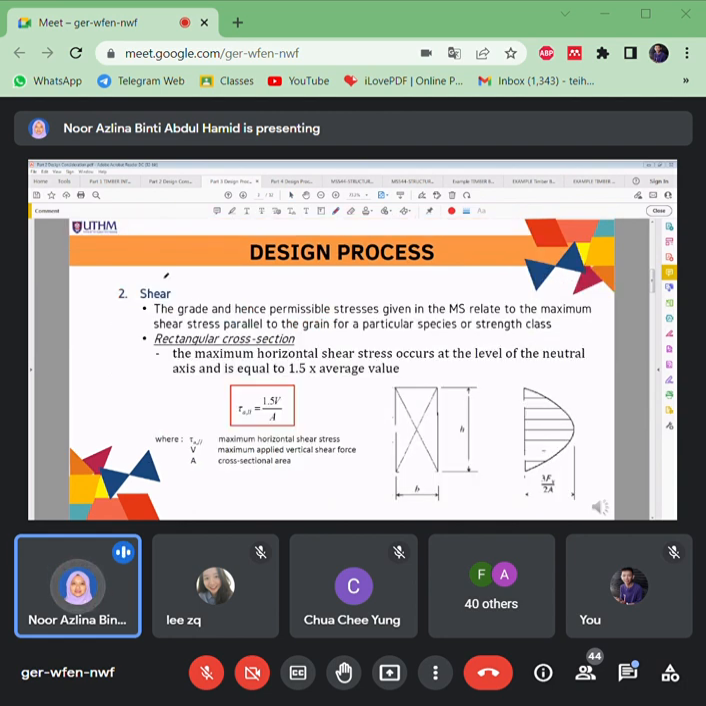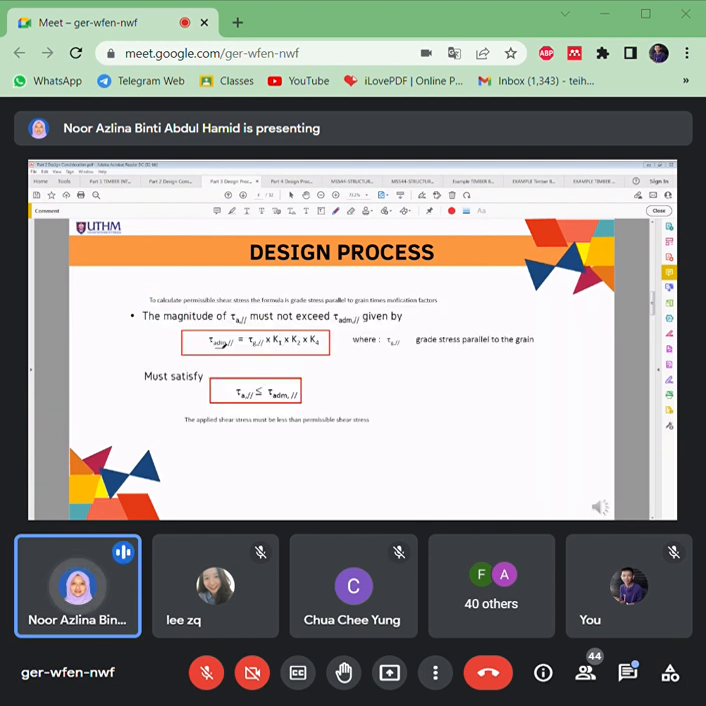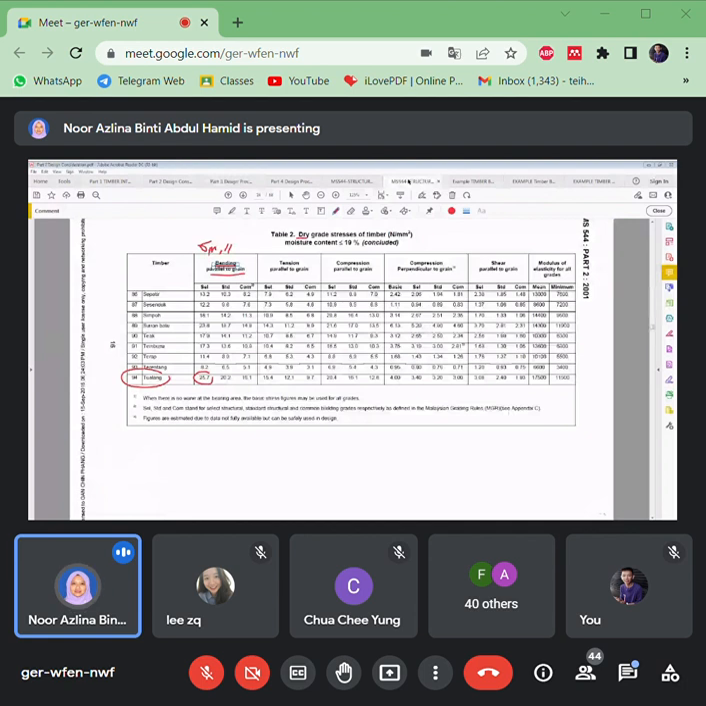Okay, then the same goes for the shear. You have to calculate the applied shear first, which is 1.5 V divided by A. Then you have to compare with the permissible shear stress, which is parallel to the grain. So you have to check in the table and use the correct value for shear grade parallel to grain. If I go back to the table, this is the shear parallel to grain, and this value should be referred to.